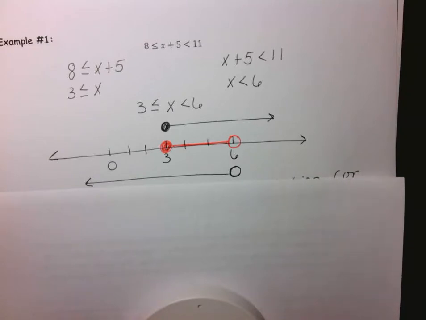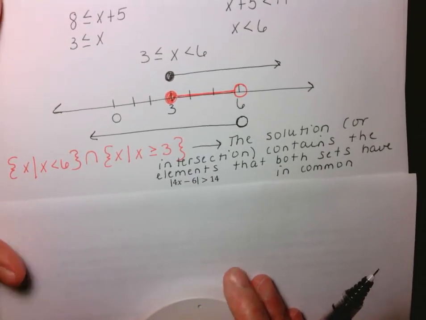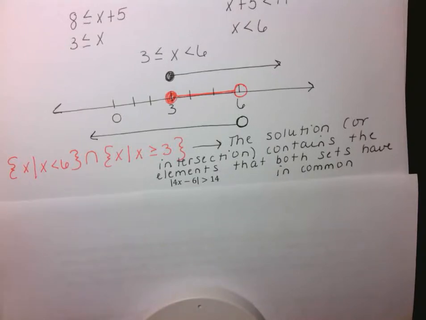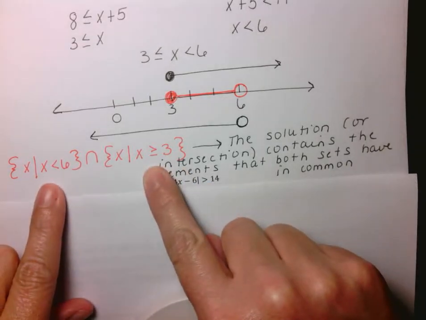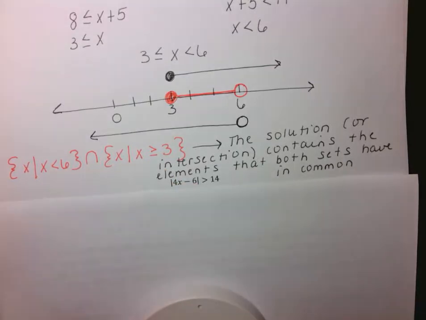So how do I communicate this as an intersection? This right here is the symbol for intersection. If you look on the mathematical symbols handout that I gave you a few days ago, you'll see that there. The solution, or the intersection, contains the elements that both sets have in common. I have 2 sets of numbers, and I'm saying that the solution is the intersection. It's the elements or the numbers that both sets have in common.